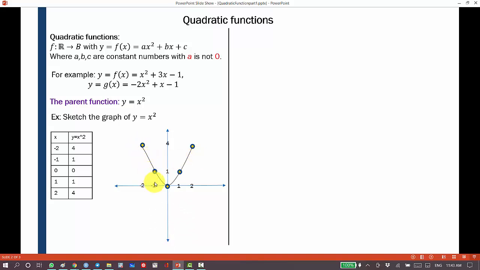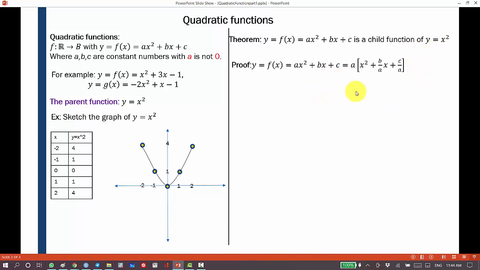Connecting them with a line, we see that the graph of the parent function y = x² is this parabola, which is opening upwards. We can show that y = ax² + bx + c is a child function of y = x², which is the parent function.